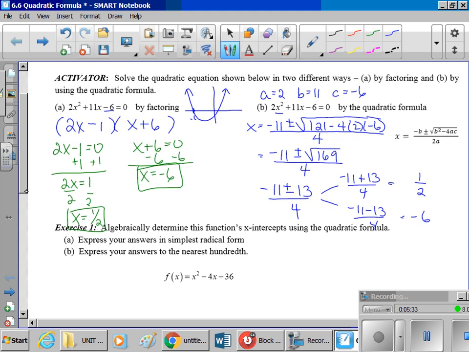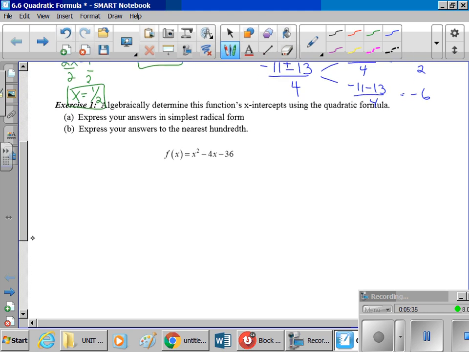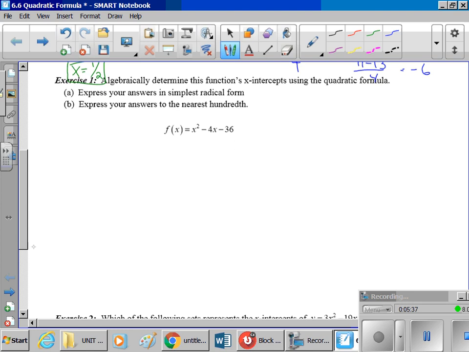All right, so let's go down to exercise 1. Algebraically determine this function's x-intercepts using the quadratic formula. And A says express your answers in simplest radical form, and B says express your answers to the nearest hundredth. Very rarely are they going to ask you to do both, but I want you to see how they might ask you to solve this.